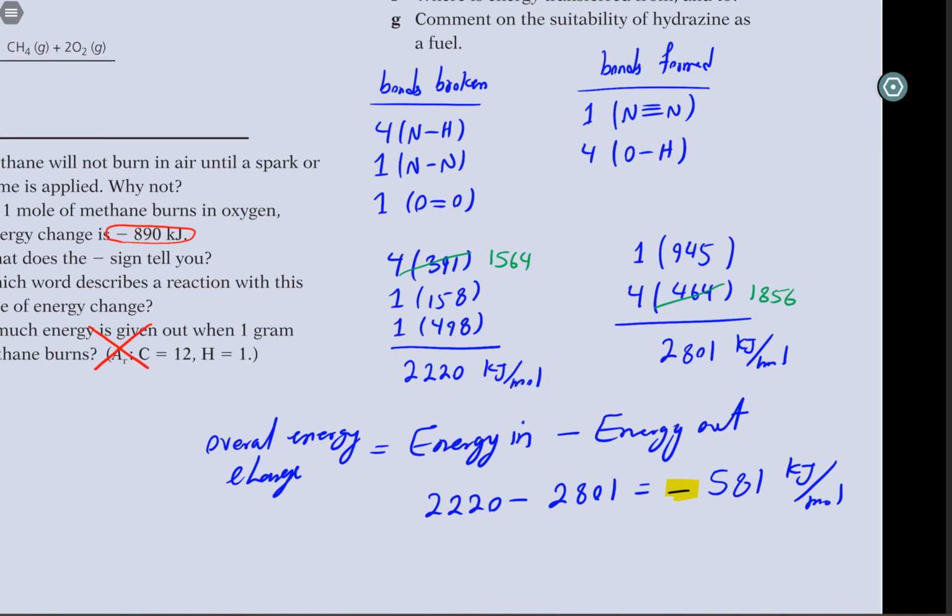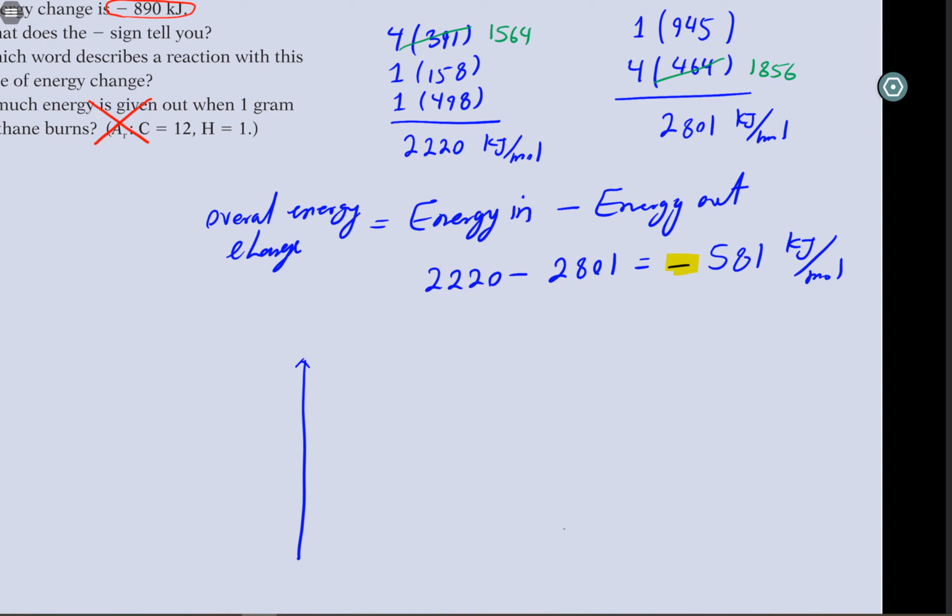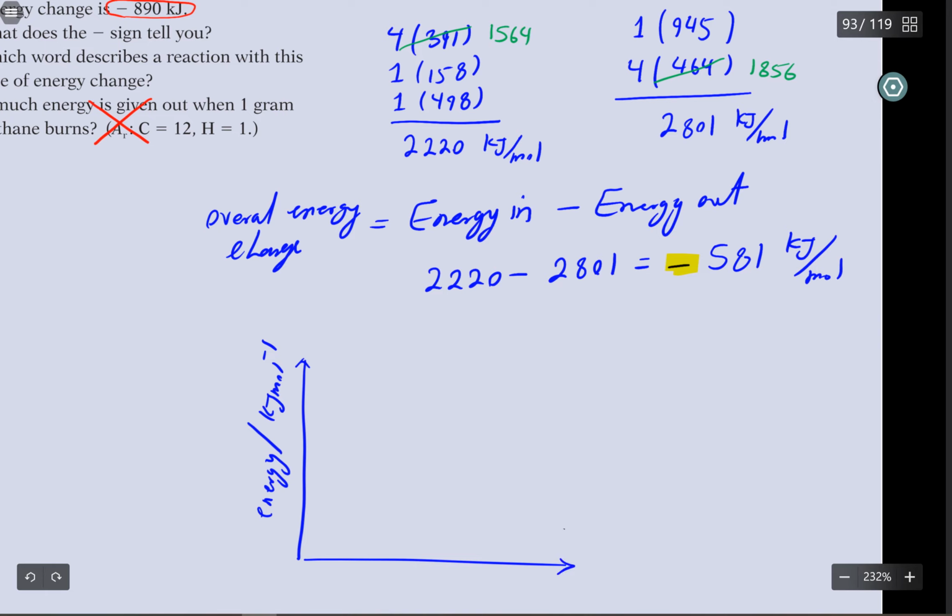It didn't ask us in this question to draw the energy level diagram, but I want to draw the energy level diagram because it's a very important question. So in the energy level diagram, I draw it here. We have the y-axis, which is energy, and the unit of that is kilojoule per mole. And we have the x-axis, which is the reaction progress.